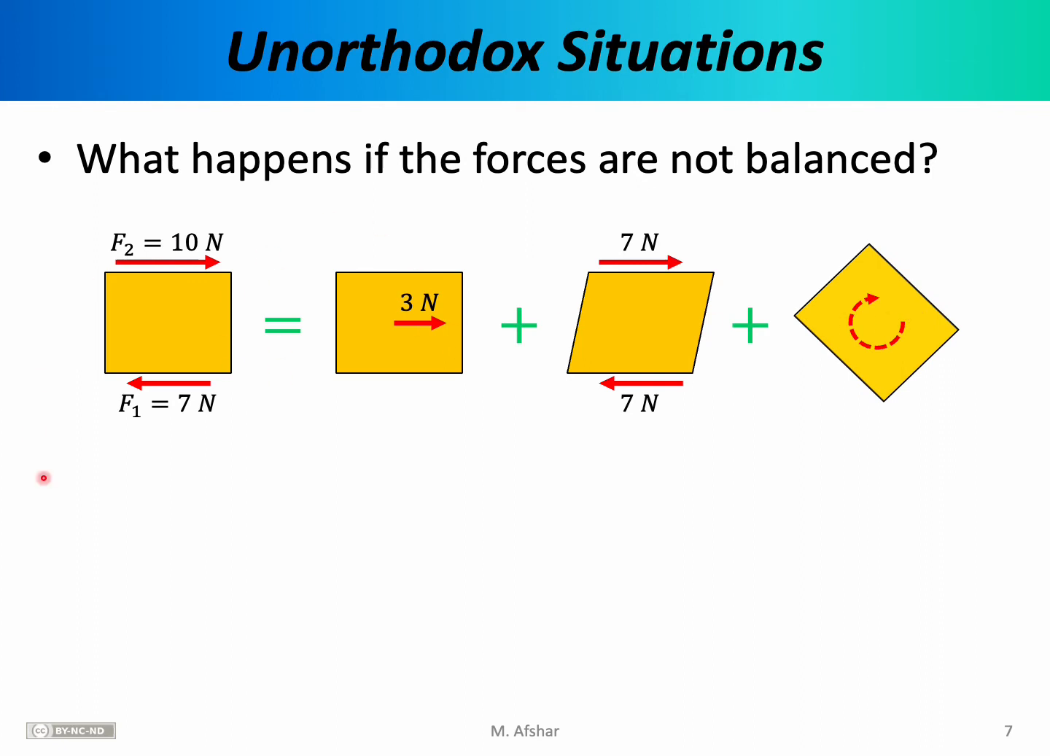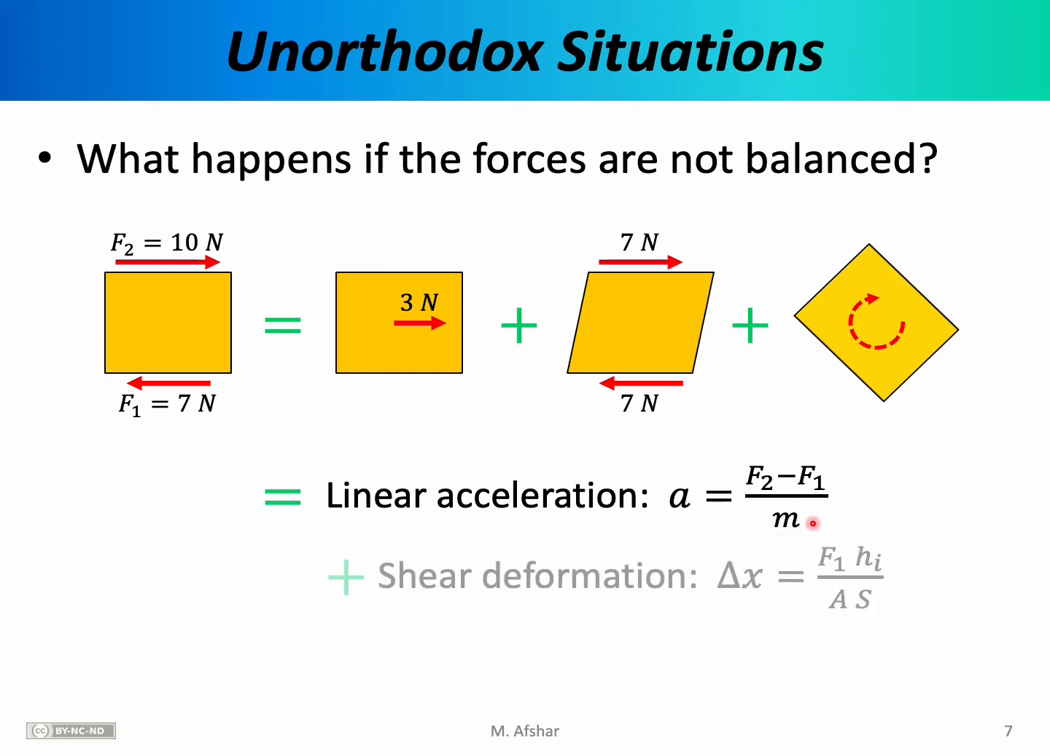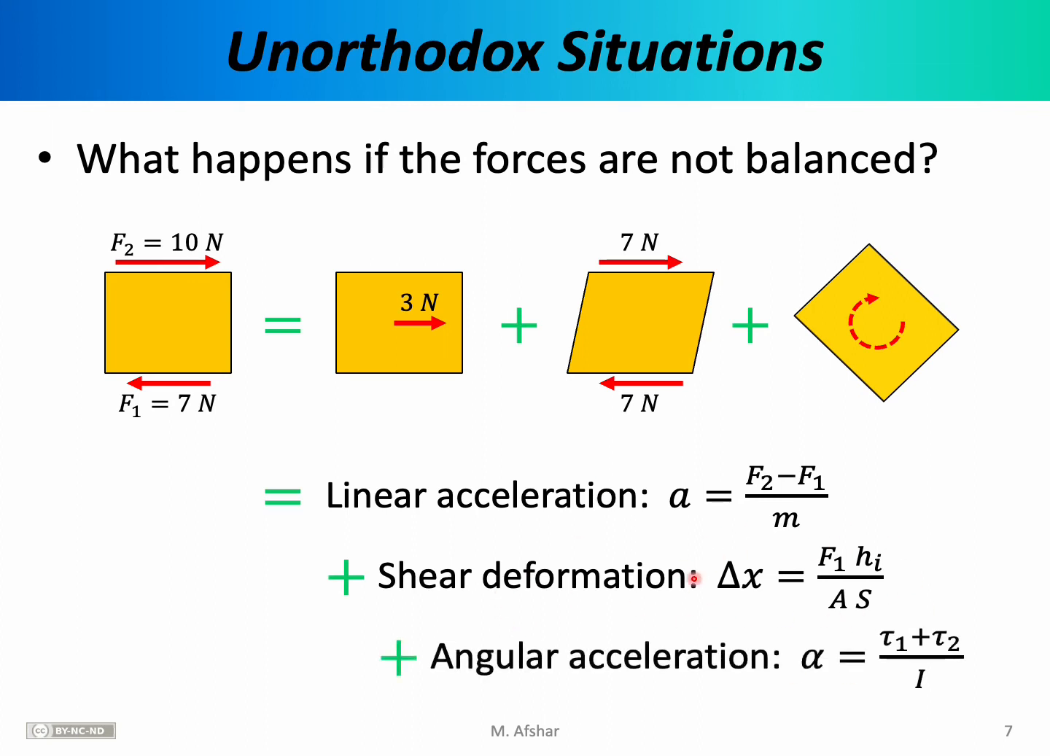So in the case of this unbalanced situation, what we get is a linear acceleration of the object. We can calculate that linear acceleration by calculating the net force and dividing by mass. We'll also get a shear deformation of the object, which we know how to calculate. And in addition to all that, we'll also get an angular acceleration alpha. To calculate that, we would have to figure out the torques acting on the object. We would have to know the moment of inertia of the object, and then we can calculate its angular acceleration.